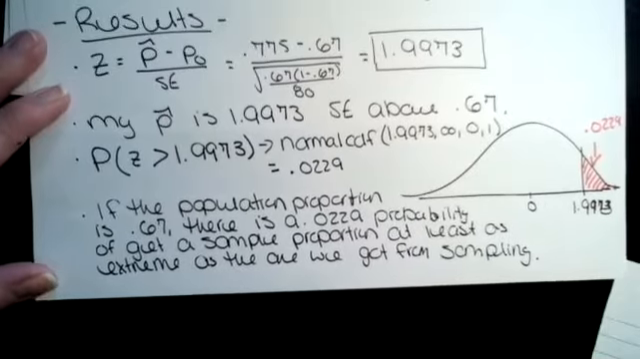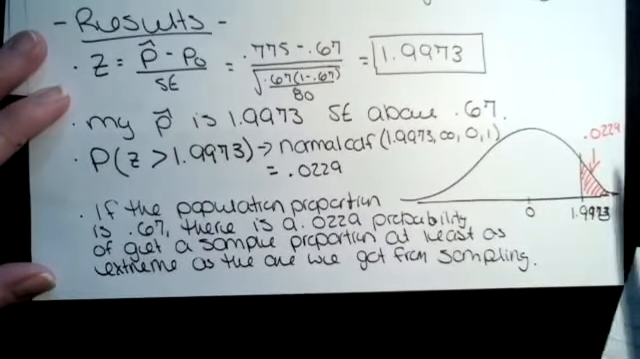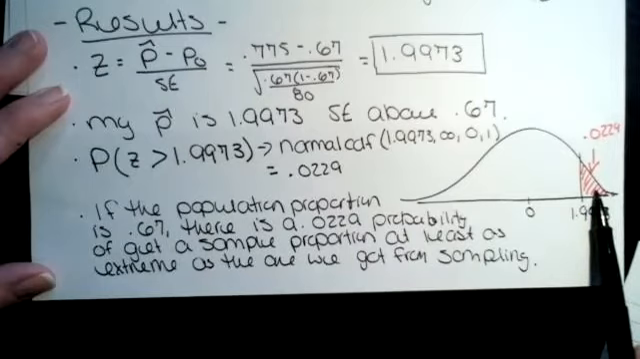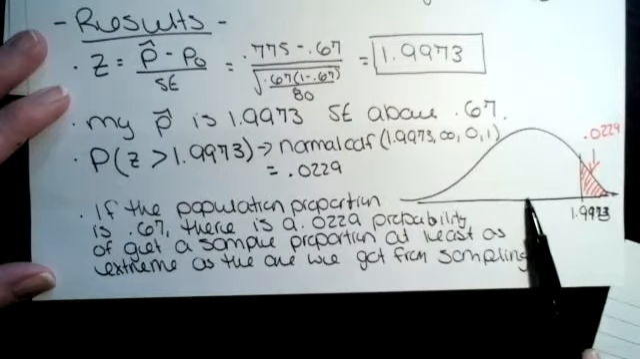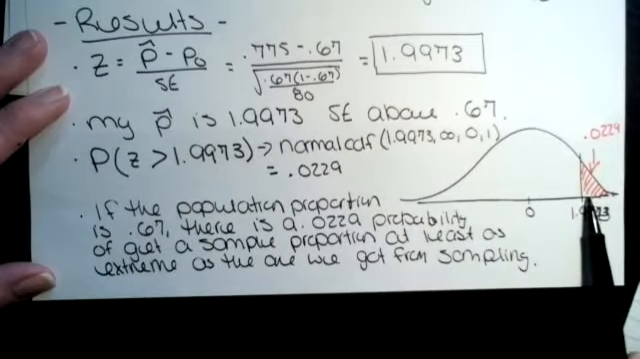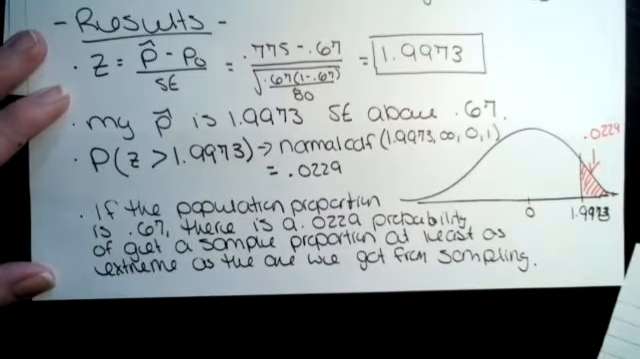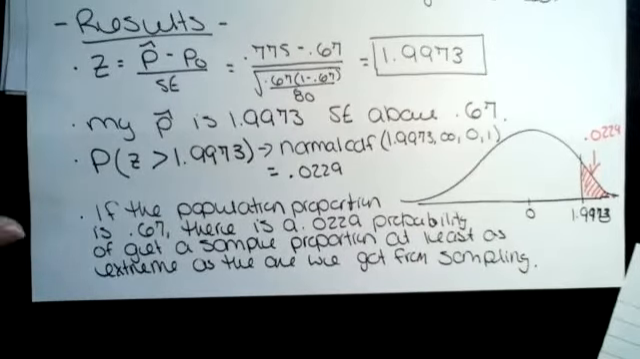Okay. So what this is saying is I have a 2.29% probability of getting a second sample proportion this far away from my center. Okay, this far away. That makes sense to you guys? So that's my results.